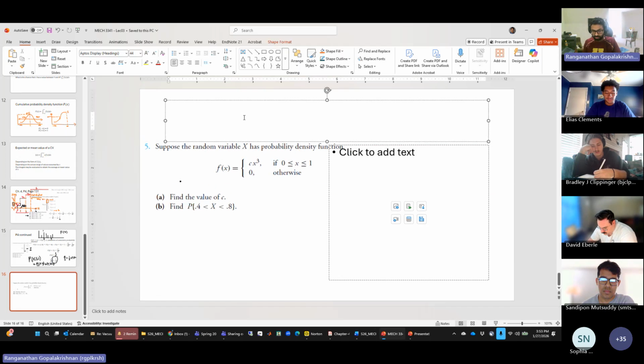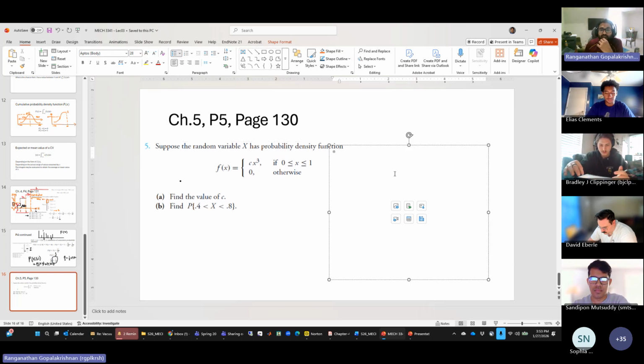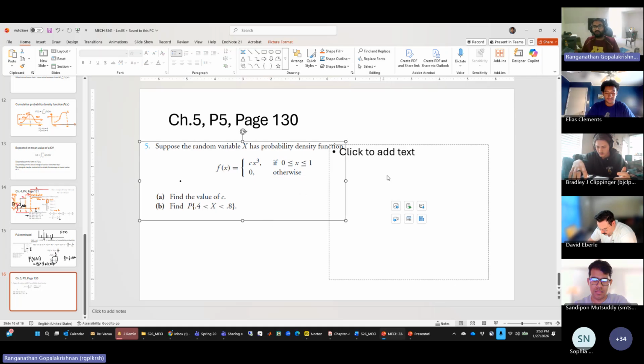Okay, this is a problem of chapter 5, P5, page 130. Suppose the random variable has a probability density function, continuous variable, which is cx cubed between 0 and 1, and it's 0 otherwise. Firstly, what's the value of c?